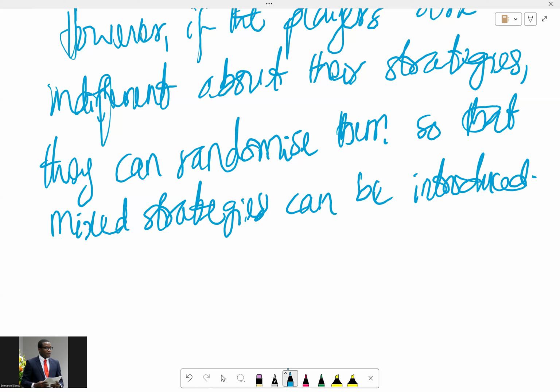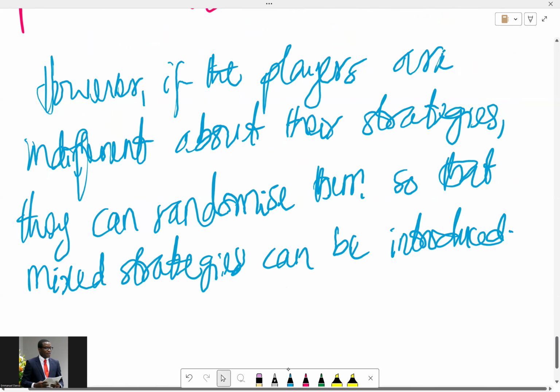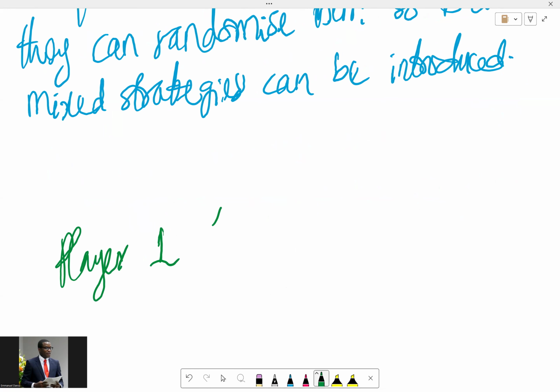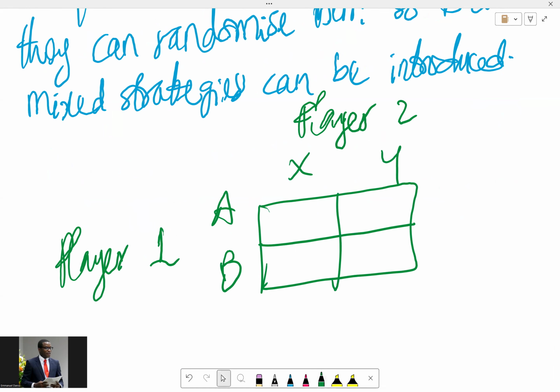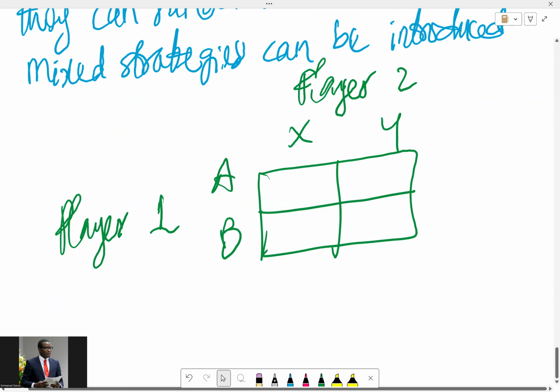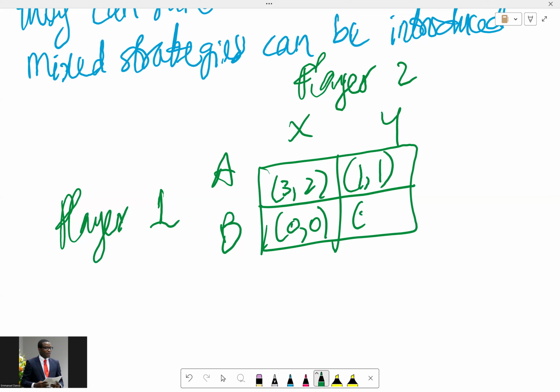So in order to introduce mixed strategies, I'm going to do the table again. Here we have player 1 with strategies A, B. Again, player 2 with strategies X, Y. And then we have their payoffs. That is 3, 2, 1, 1, 0, 0, 2, 3.